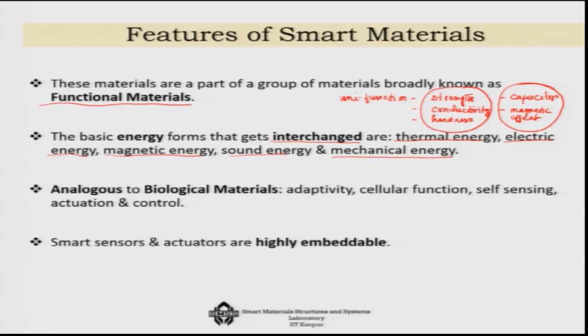So, all these interchanges, if a material allows, not every material would allow such a thing. We would later on see that certain crystal structures only promote this kind of interchange of energy. So, that is another telltale sign of a smart material.